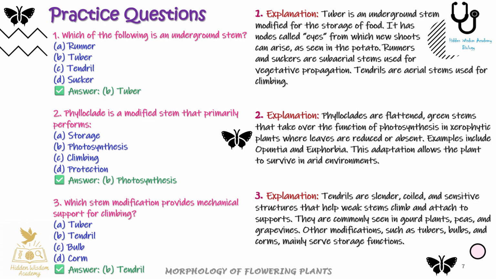Explanation. Phylloclades are flattened green stems that perform photosynthesis in plants like Opuntia and Euphorbia, especially where leaves are reduced to minimize water loss in dry conditions. So, option B is the correct answer, that Phylloclade is a modified stem that primarily performs photosynthesis.